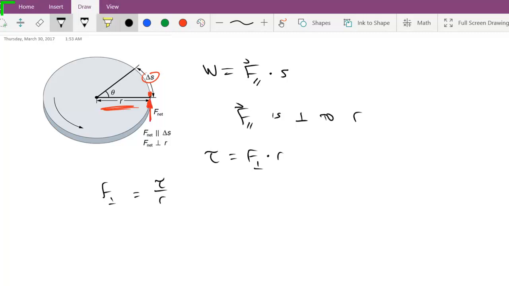So the component of the force which is parallel to the displacement is also perpendicular to the radius, the radial line. And so although this is a perpendicular force, perpendicular to the radial, it is parallel to the displacement. And so the net force we have here is actually the torque divided by the radius.